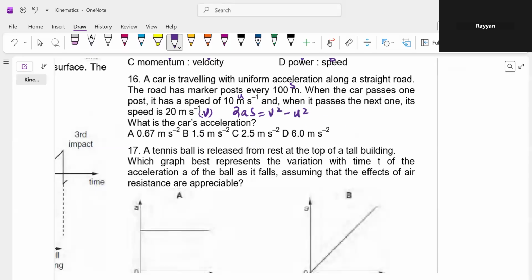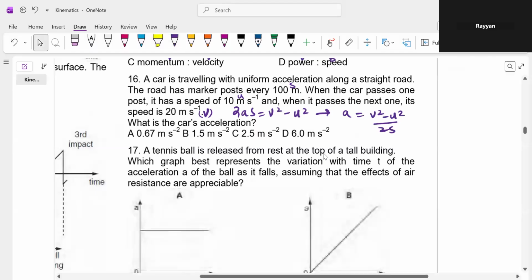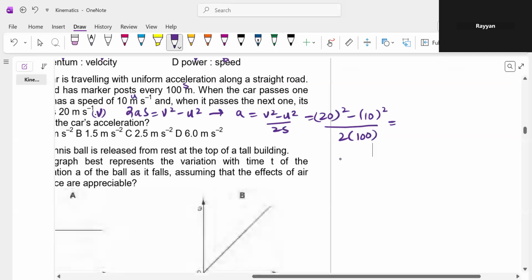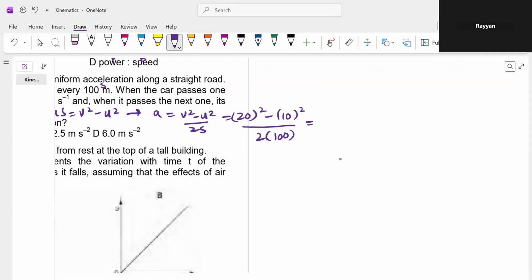And you need to know the acceleration. If you need to know the acceleration, you can use A equals V square minus U square over 2S. Clear? So V square is 20 square minus U square is 10 square over 2 into 100. Okay, solve it and tell me what is the answer. It will be 20 into 20 is 400, this will be 100, so 300 over 200. It will be 1.5, I think.